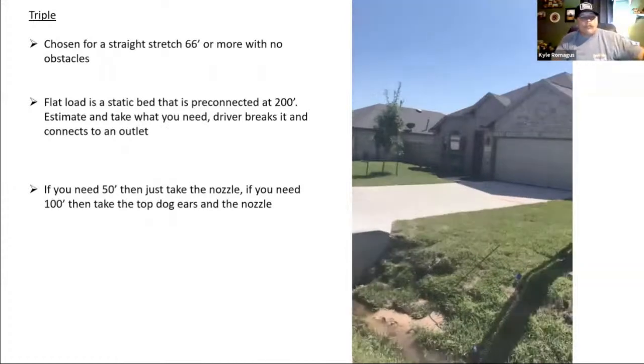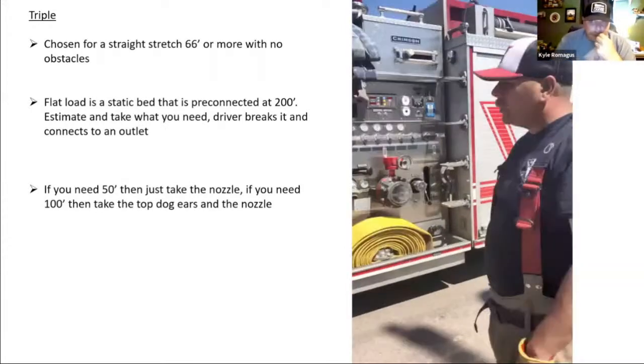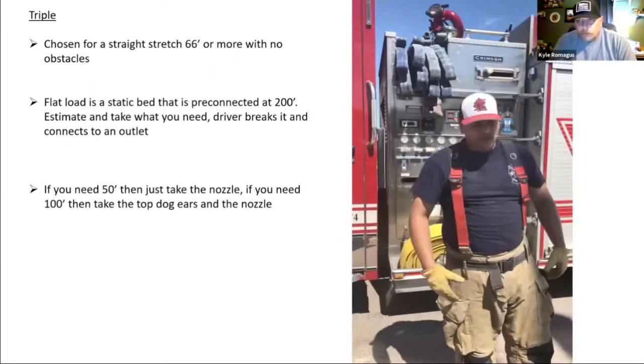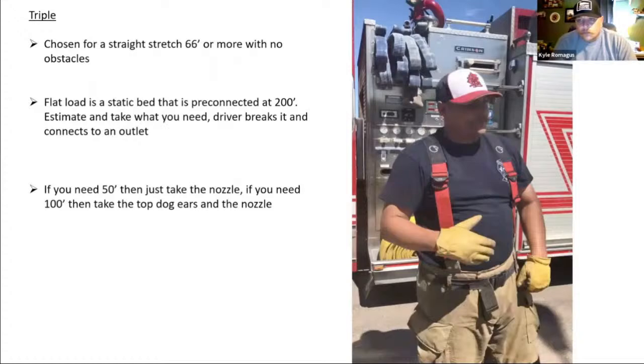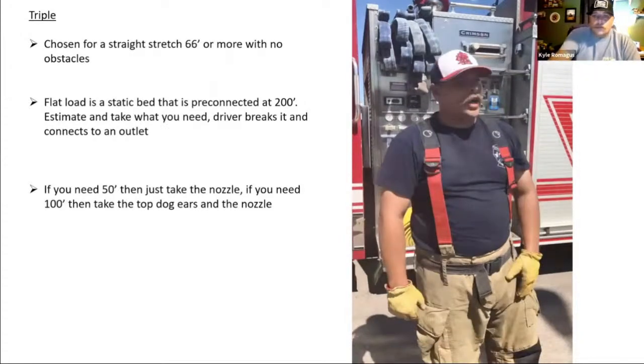What I'm going to do is I'm going to grab the nozzle and the bottom right loop. Everything's going to hit the deck right here. So if you've got mailboxes, obstacles right here, wouldn't be the best pull. That's why we have options. So for this one, it's a straight stretch, no obstacles. So I'm gonna grab the nozzle, bottom loop, stretch it.